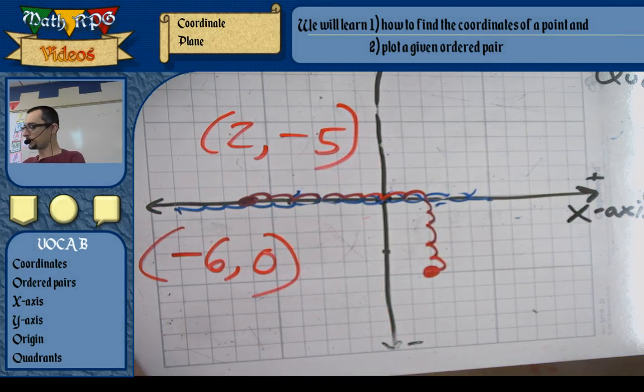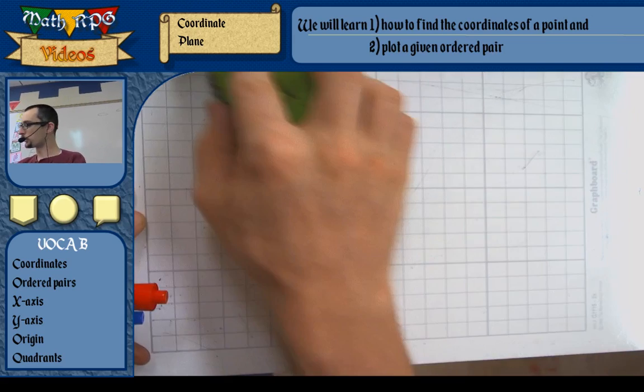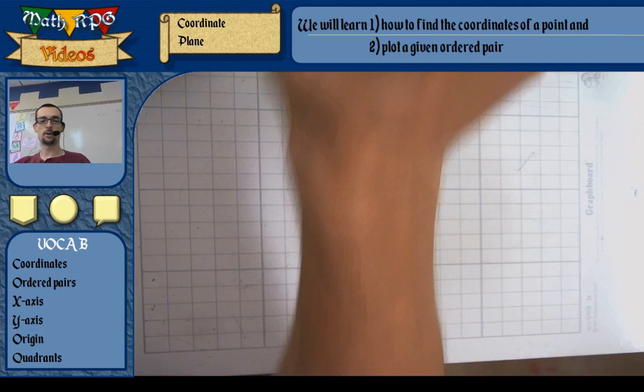So that is plotting points and reading points off of the grid. And we learned all sorts of vocabulary, and that's pretty much 6.11a.